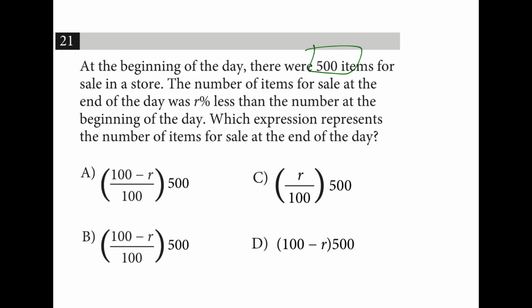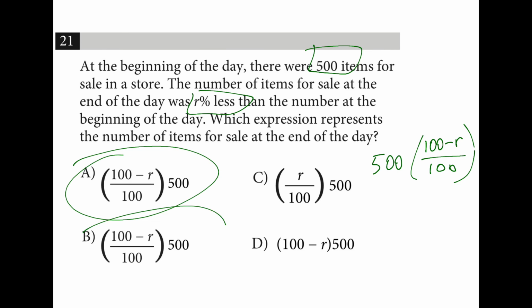We started with 500 items, and it was R% less than the number at the beginning of the day. So we take 500, and then we have 100 minus R divided by 100. Which is oddly the same as A and B.